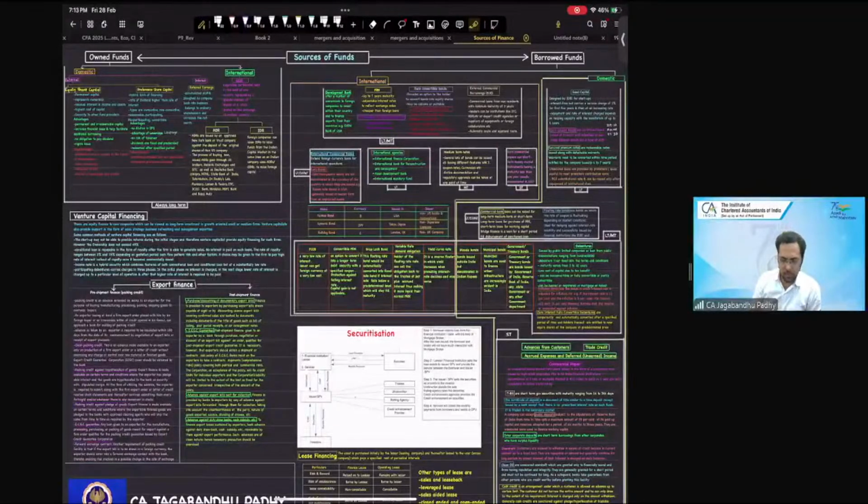Any queries if you have, you can just ask right now before we go for the break. Any queries in the part that we have discussed till now? No queries? Okay, fine. Then let's take a break, guys. We'll resume in around 10-15 minutes. Let's take a break, and then post break we'll take the sources of funds further.